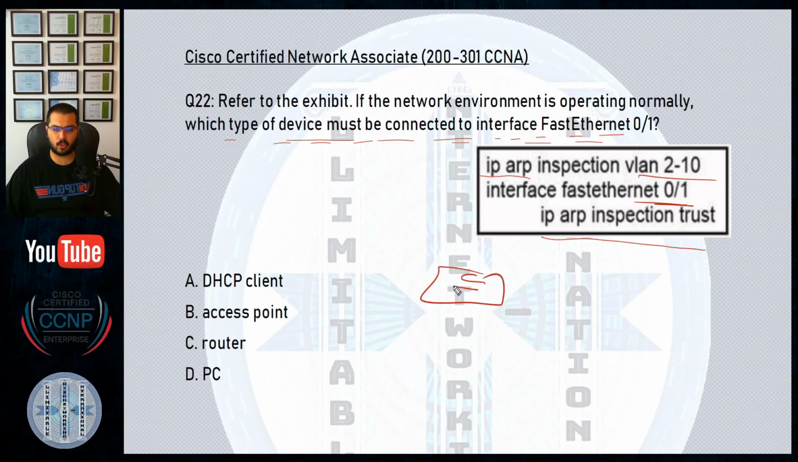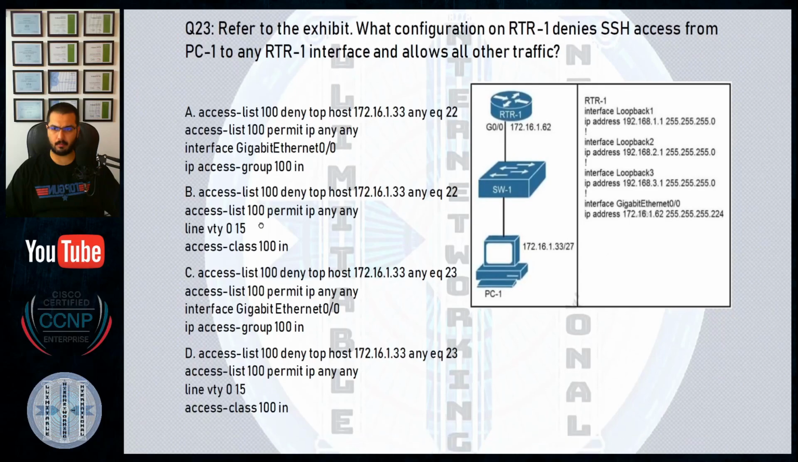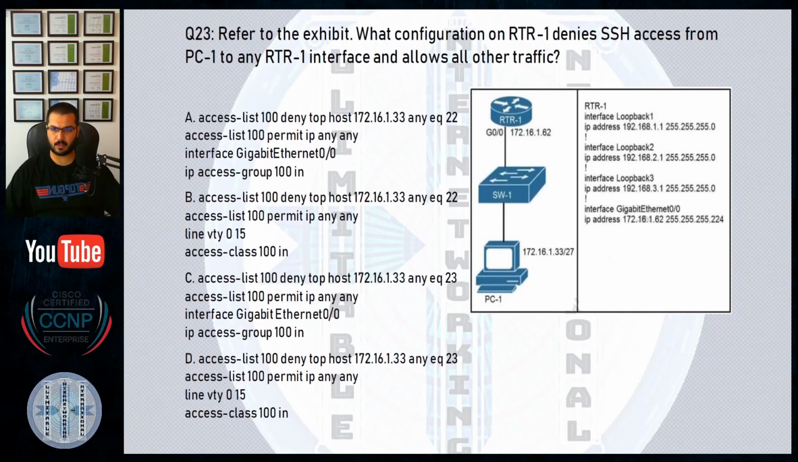Okay, this is a switch that has multiple devices connected to multiple ports on multiple VLANs. Only one of them is trusted, so this one will be allowed to perform ARP. That will be a router, to perform the ARP resolution and binding MAC addresses to IP addresses.